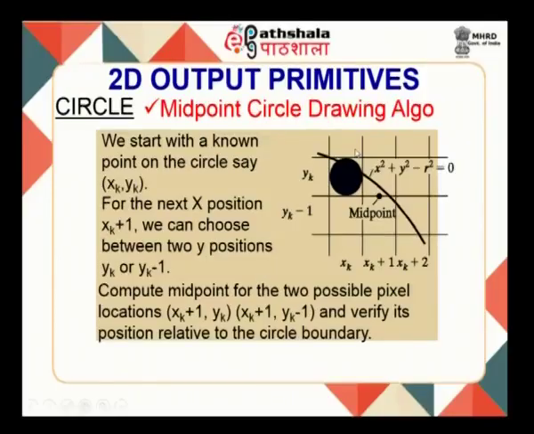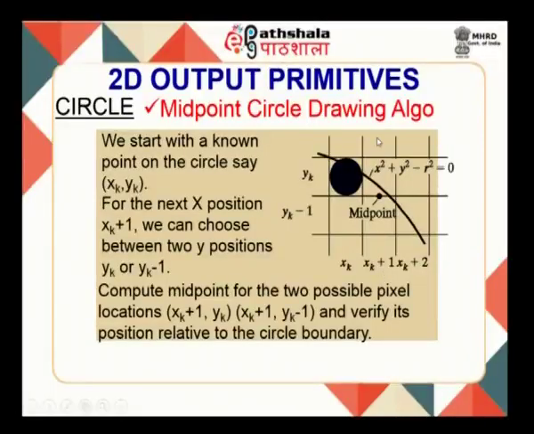So, what is the midpoint procedure? Let us understand the principle of the midpoint circle drawing procedure. We start with a known point on the circle. Always we start with a known or plotted point. Let us say it is xk and yk, the point is plotted. To compute the next unknown point, we have to find out what it is. Because the circle is assumed to be sampled along x axis, the next x value is 1 higher than the previous x value. So, the x position is known.